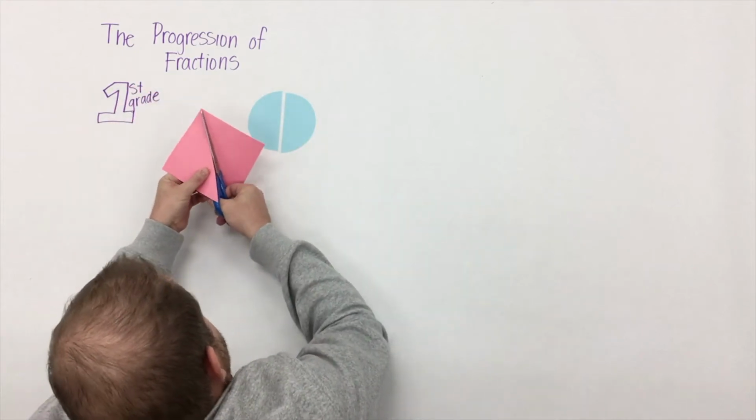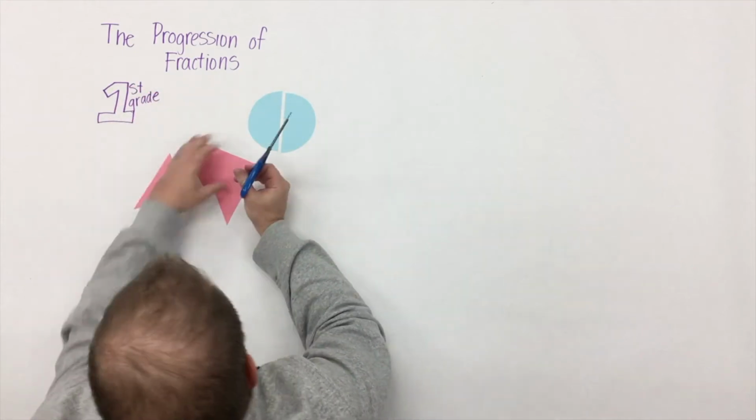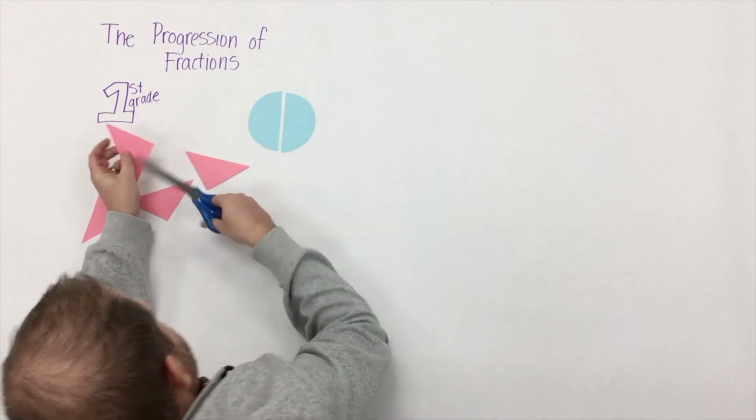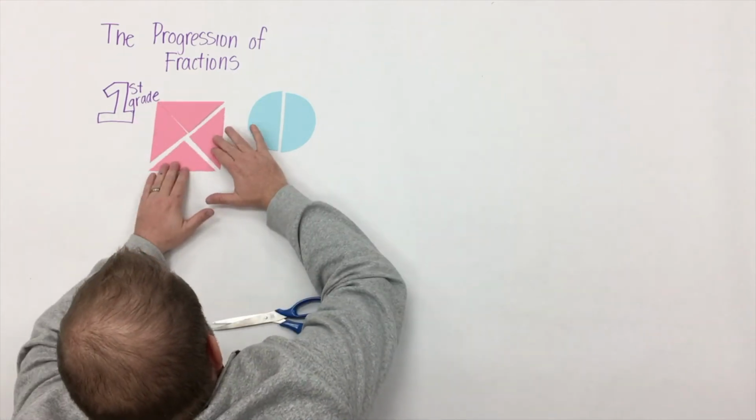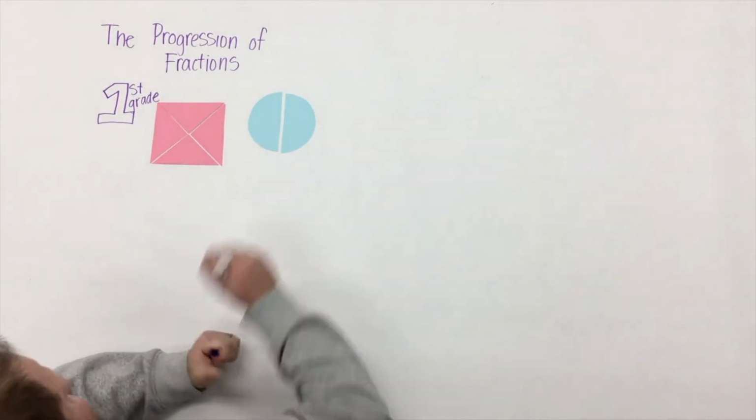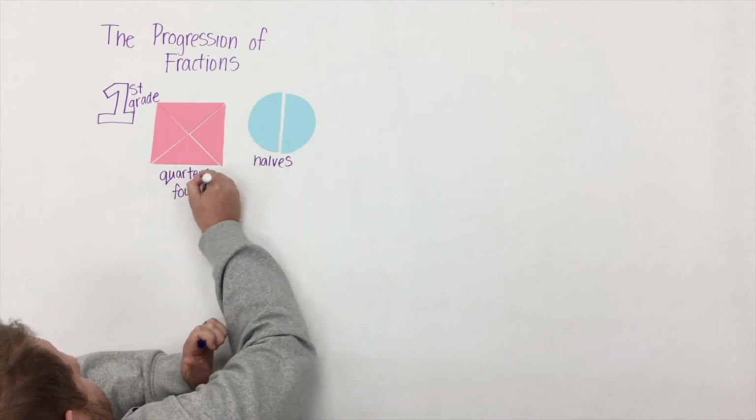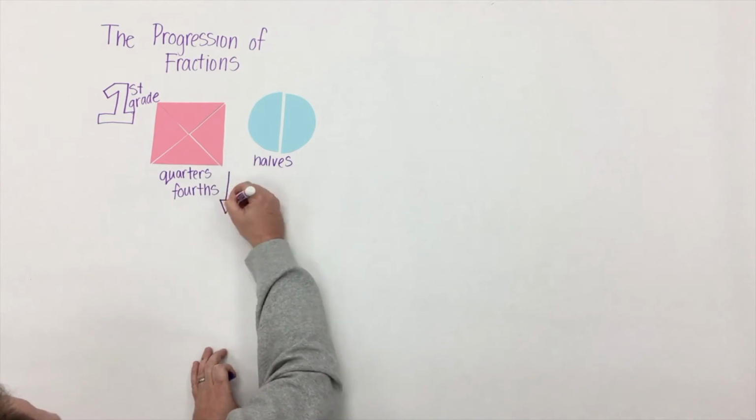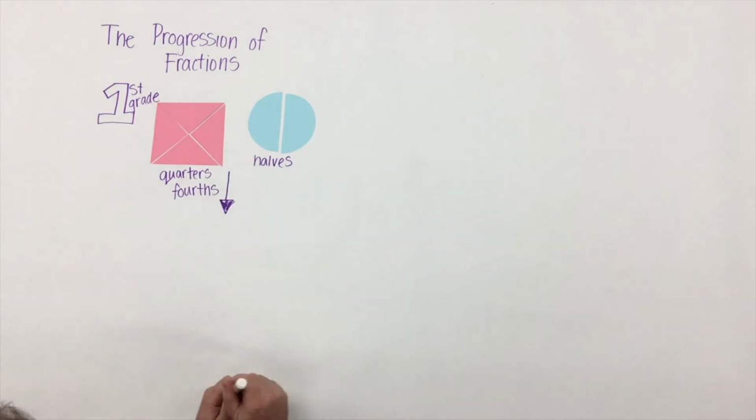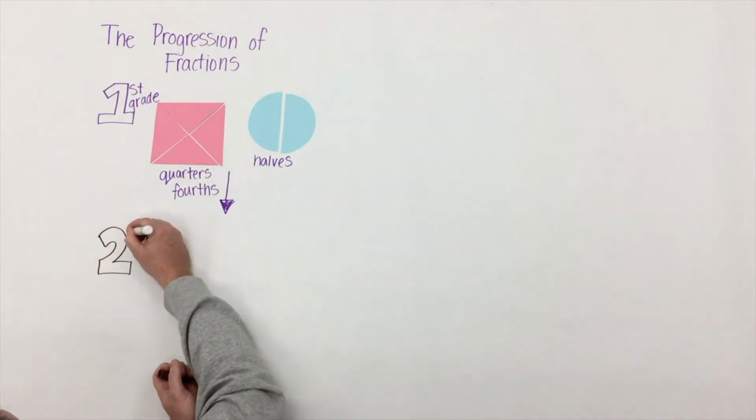So in first grade, students should be able to partition squares and rectangles into halves and quarters, which can also be represented or called fourths. The vocabulary development here is the biggest piece in first grade. So they could also say a quarter of, a fourth of, or a half of.